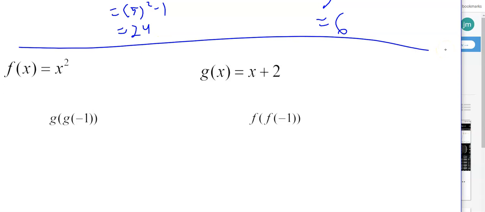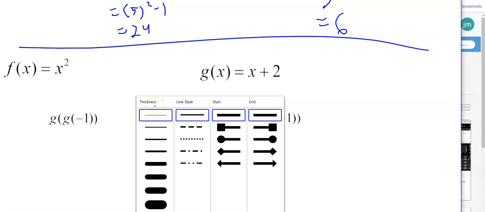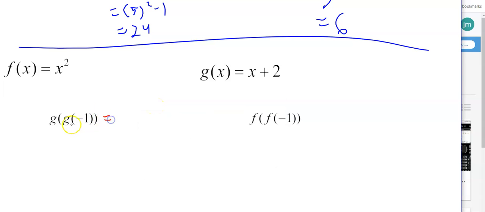New problem for these. Plug in these numbers. So this will be g of g of negative 1. So the inside, this is kind of interesting. So you're plugging in the same function twice. So g of negative 1 is negative 1 plus 2, which is, let's see, 1. That's the halfway answer. Now plug that answer into g again. So 1 plus 2 is 3, so we get 3.